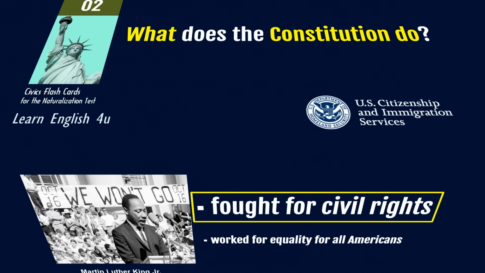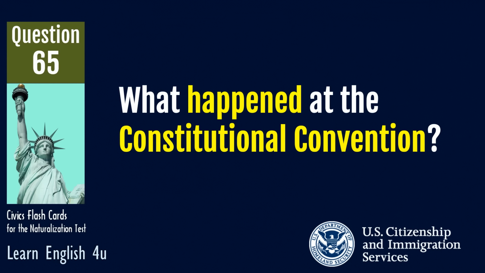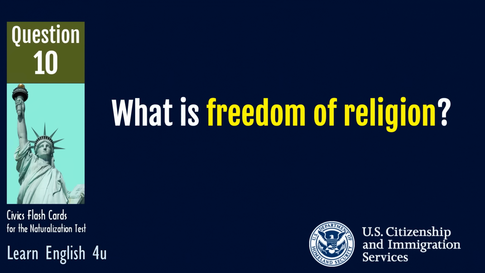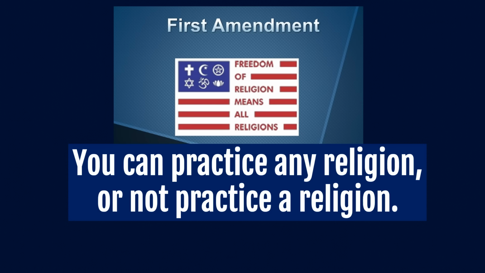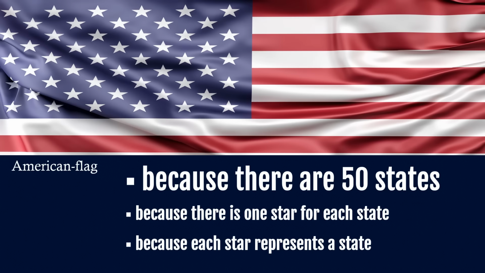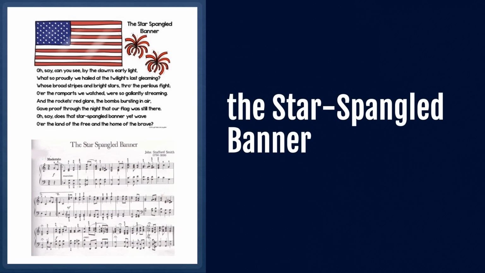What does the Constitution do? Sets up the government. What happened at the Constitutional Convention? The Constitution was written. What is freedom of religion? You can practice any religion or not practice a religion. Why does the flag have 50 stars? Because there are 50 states. What is the name of the national anthem? The Star-Spangled Banner.